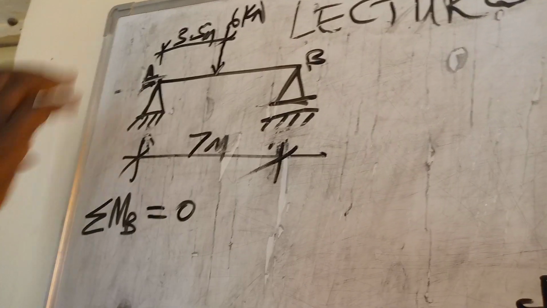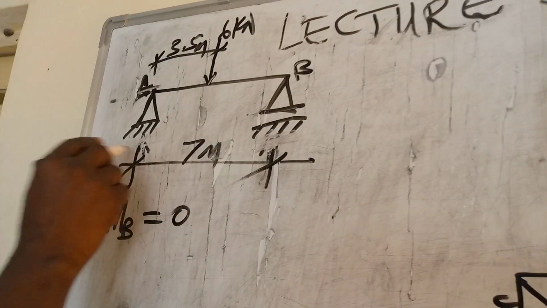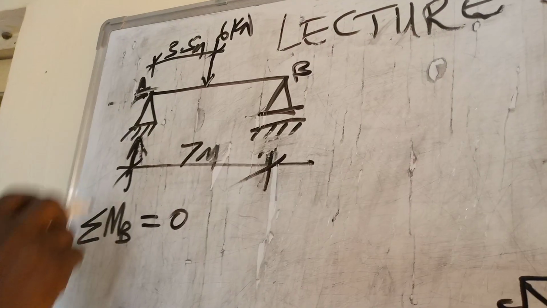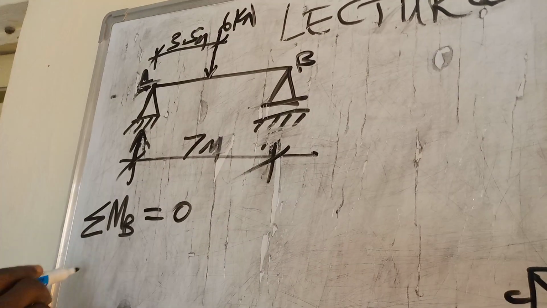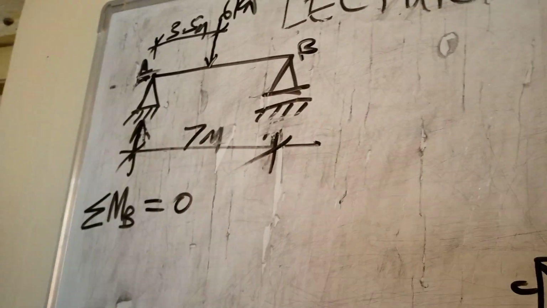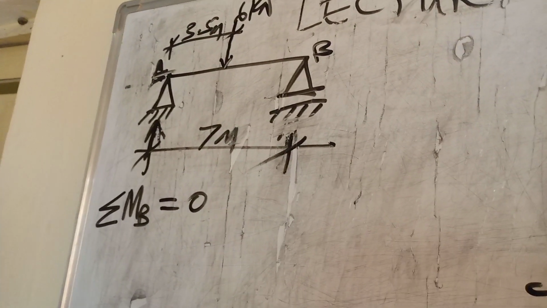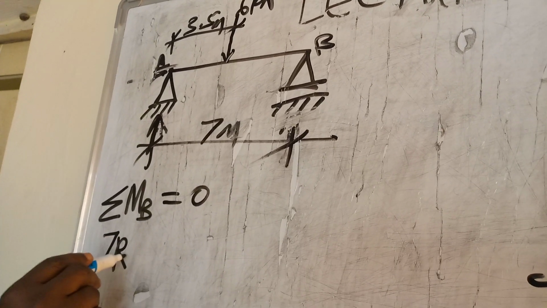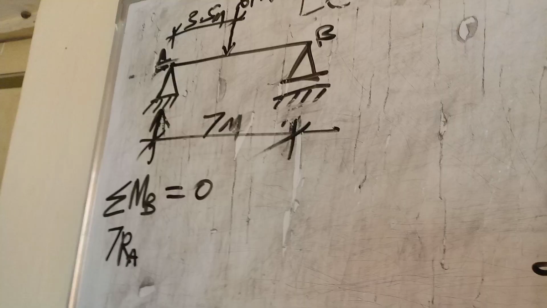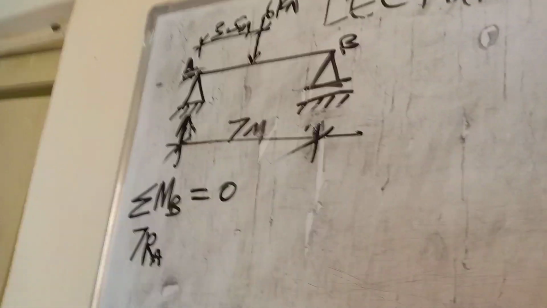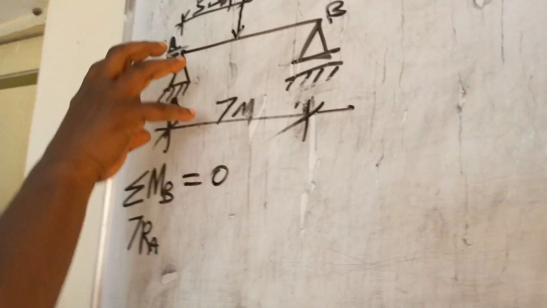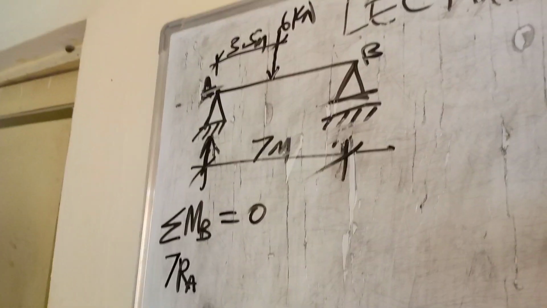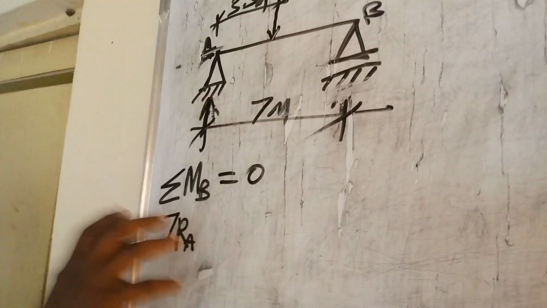Equal to 0. So to take moment of reaction A about B, that means reaction A times the distance from the fulcrum, in this case support B, that will be 7 times reaction A. 7 is the distance. Reaction A is the force. That's what made reaction A a moment. So 7 times reaction A.